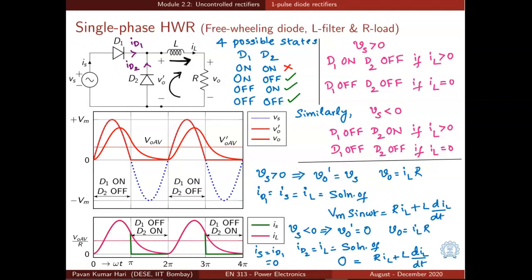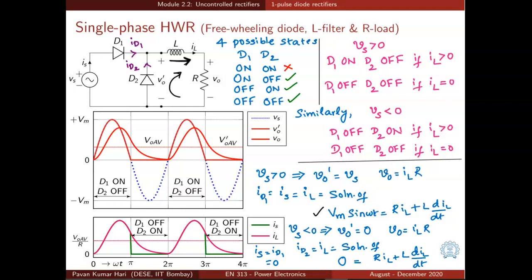So let us look at the voltage waveforms. When Vs is greater than 0, we know that VO dash is equal to Vs. And what is output voltage? It is again IL times R. And what is the diode current? ID1, which is equal to the source current and also the load current or inductor current in the positive half cycle. It is the solution of this particular differential equation. Vm sin omega t is equal to R IL plus L dIL by dt.